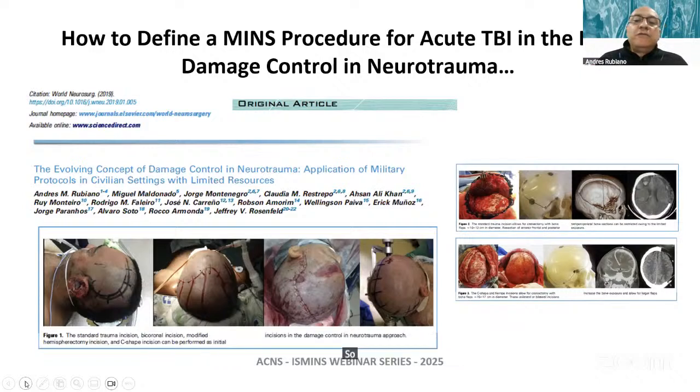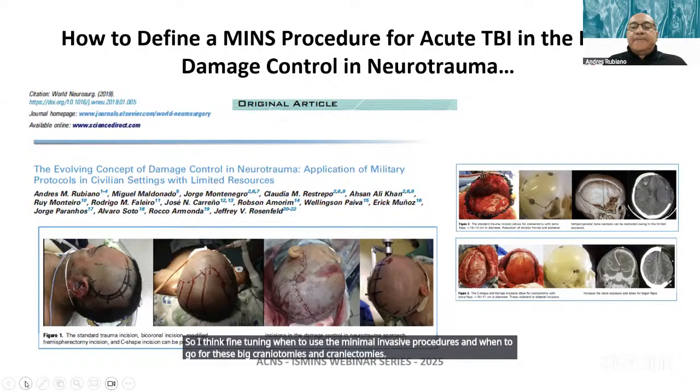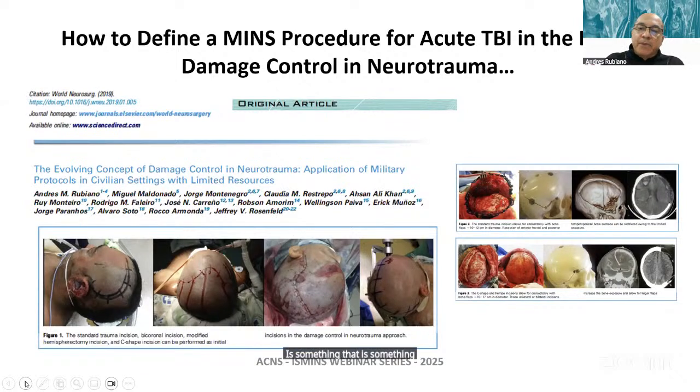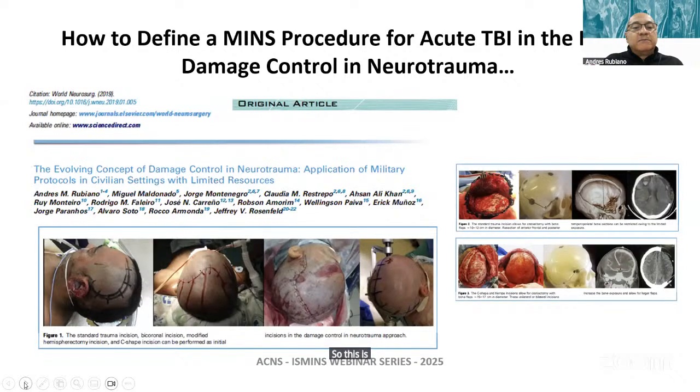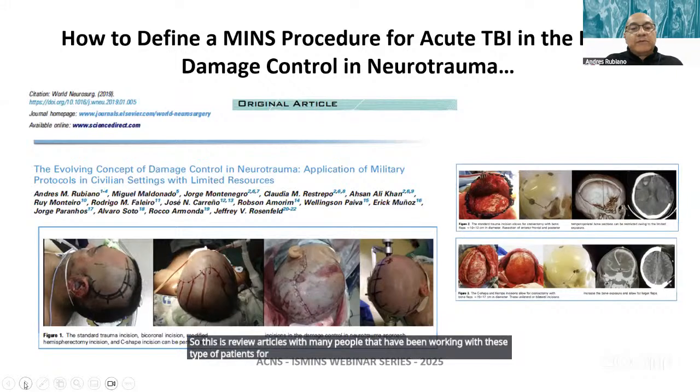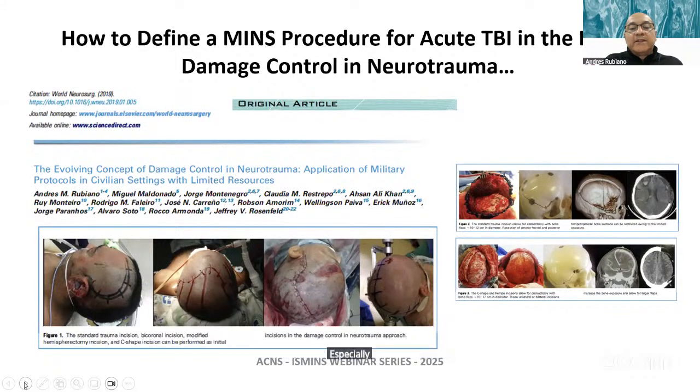So I think fine-tuning when to use the minimally invasive procedures and when to go for these big craniotomies and craniectomies is something that we have been looking into more and more in many of the exercises that we have performed for developing different sets of consensus and guidelines in traumatic brain injury. So this is one of our review articles with many people that have been working with this type of patients for damage control procedures, especially in military areas and also from the groups from Latin America.